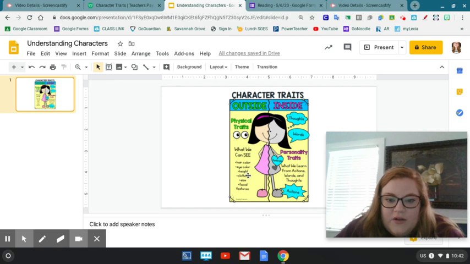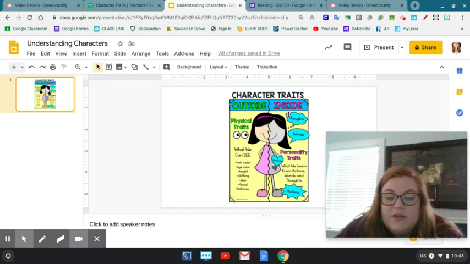Outside character traits are the physical traits, the things that we can see, like hair color, eye color, height, clothing, size, and facial features. So, if I was to describe this girl right here, I could say she has black hair and a pink dress, and her size, she looks kind of small, like maybe a child. So physical traits are easy to see.